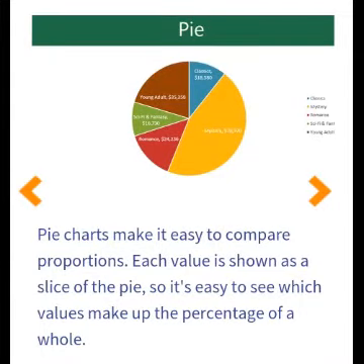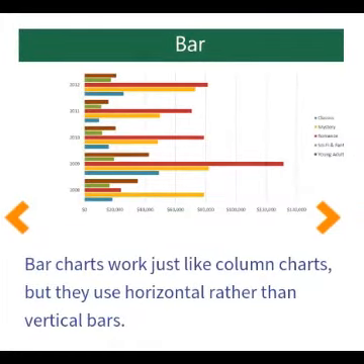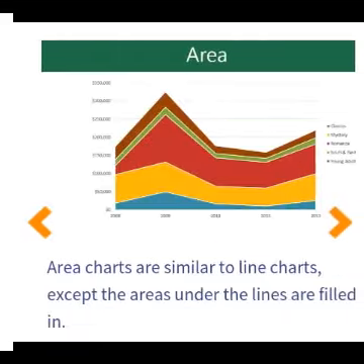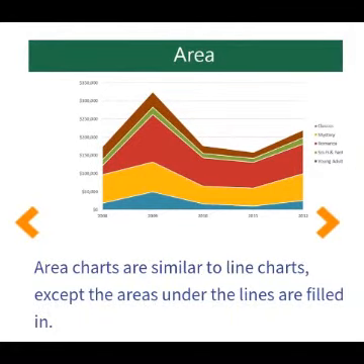Pie chart. Pie charts make it easy to compare a proportion. Each value is shown as a slice of the pie, so it's easy to see which values make up the percentage of a whole. Bar chart. Bar charts work just like column charts, but they use horizontal rather than vertical bars. Area chart. Area charts are similar to line charts, except the areas under the lines are filled in.